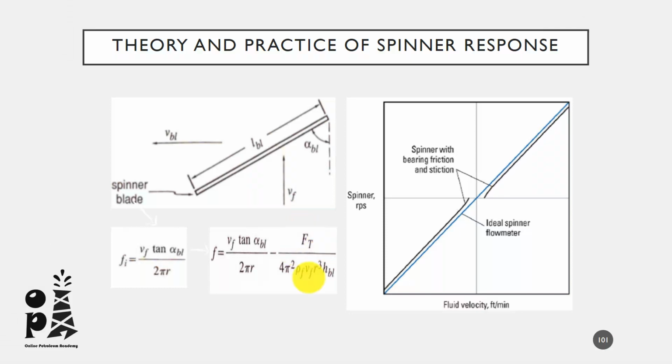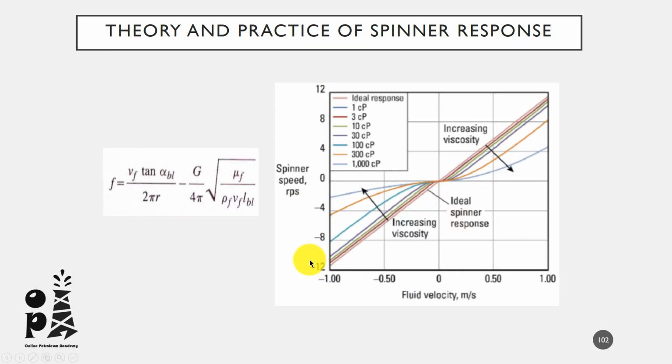Thus, if the retarding torque, Ft, is sufficiently large, this second term would be significant, and the spinner frequency response will not be linear with the fluid velocity. The effect of fluid viscosity also reduces the frequency response, as shown here. The viscosity effects, also called Reynolds number effects, yield a frequency response of the form of this equation. Here, another term is subtracted from the ideal response equation, this term.